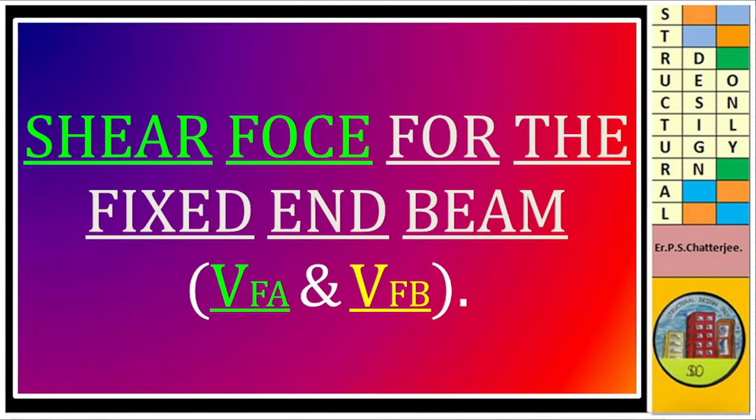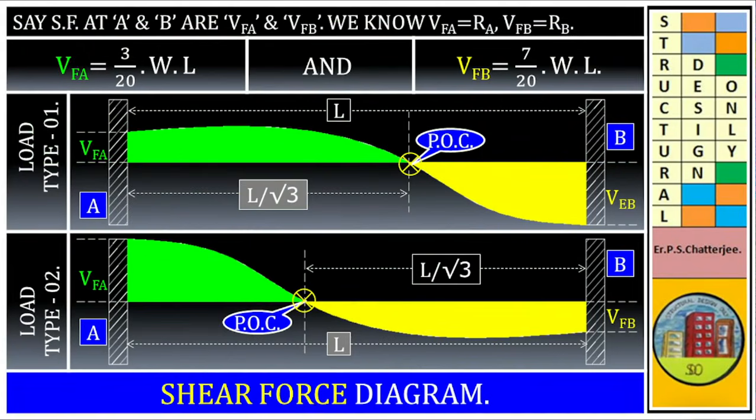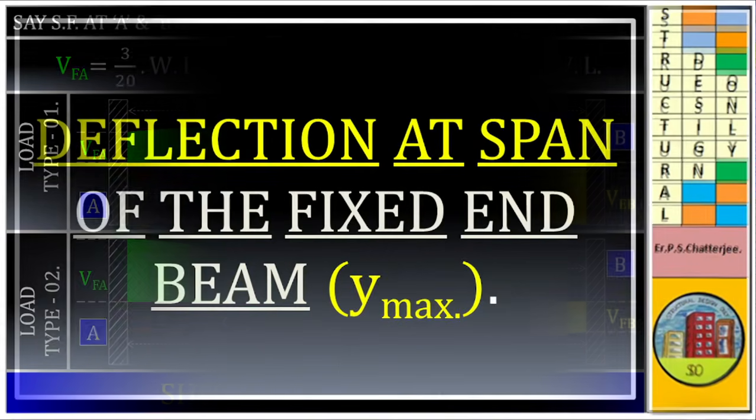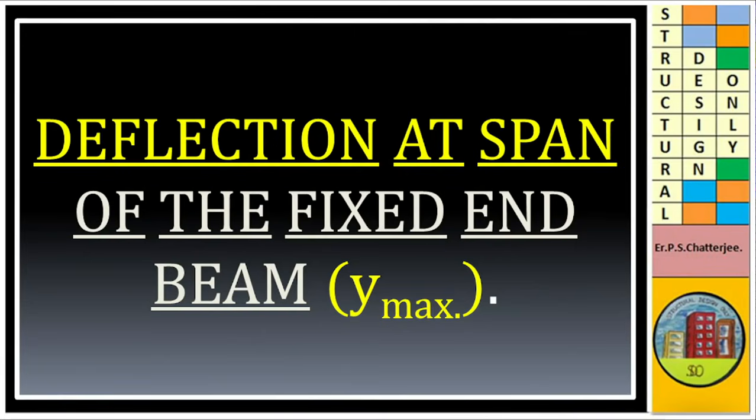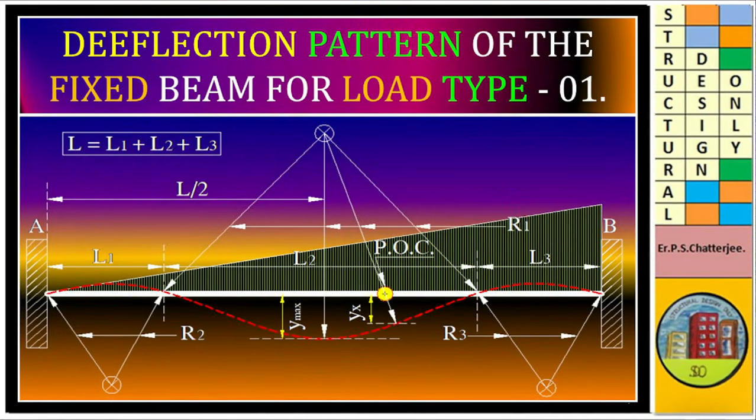Shear force for the fixed end beam, DFA and DFB. This is the diagram of shear force for load type 1 and load type 2. Deflection of the span of the fixed end beam, say it is Y max. Deflection pattern of the fixed beam for load type 1.